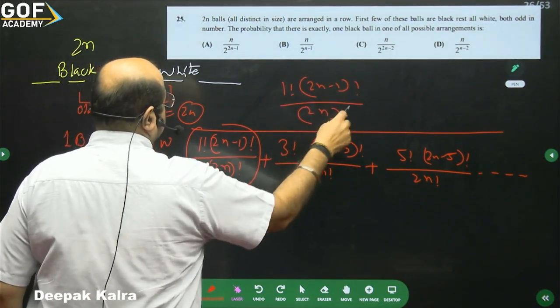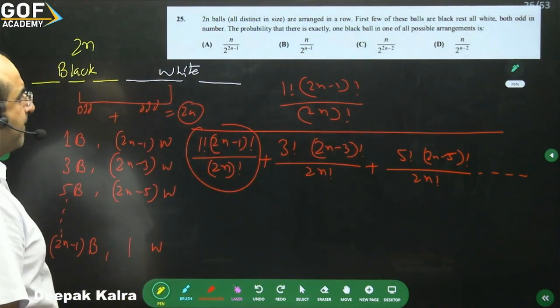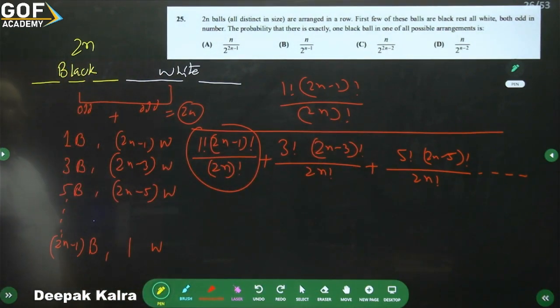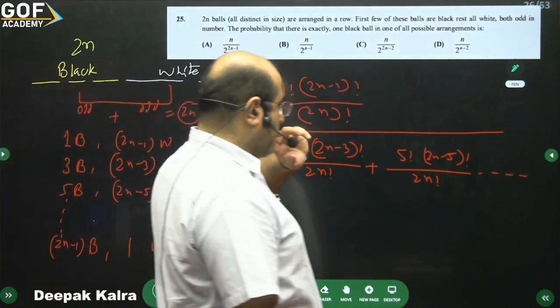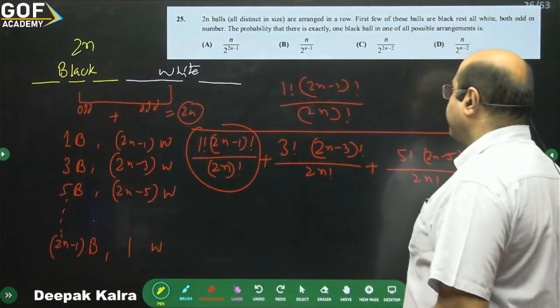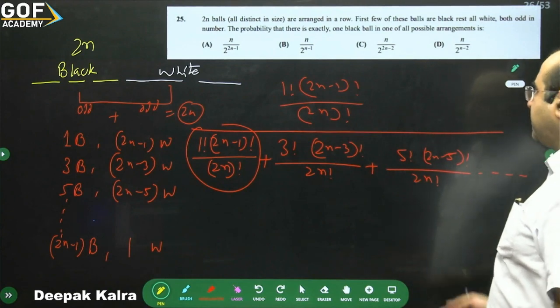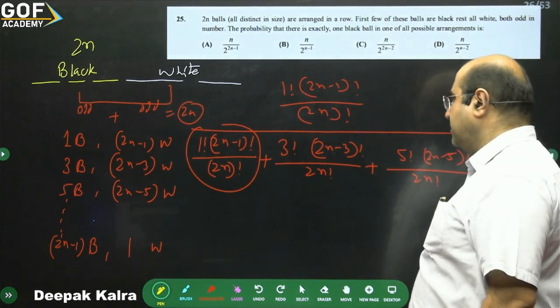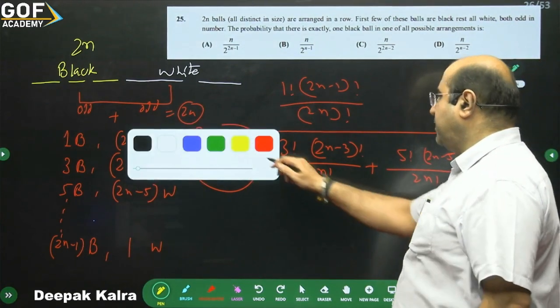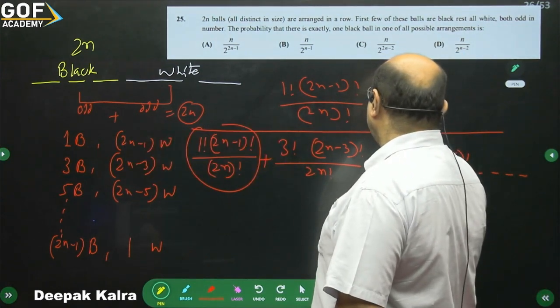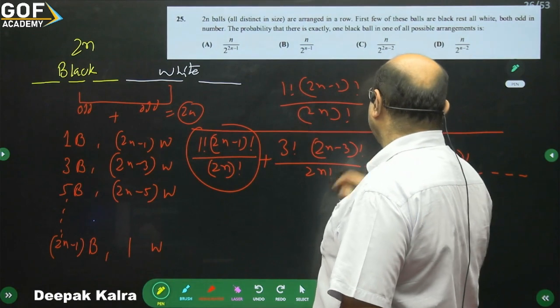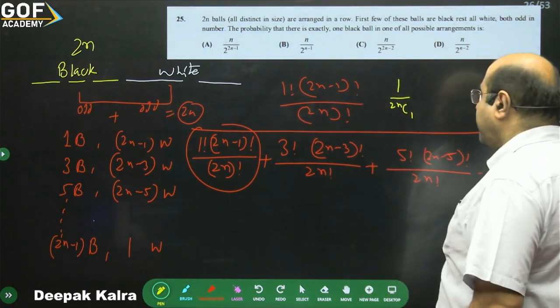Are you understanding what I'm doing? So this is the answer which we have obtained. Now how to frame it in this way? Do you think so? It is something related to combination, something forming. This is 1 over 2n Cn, 2n C1, right?